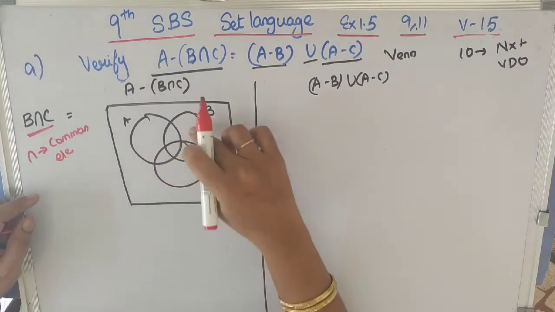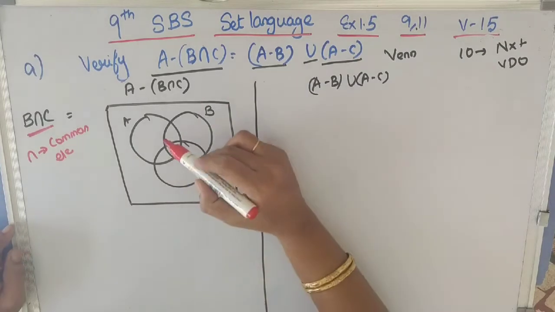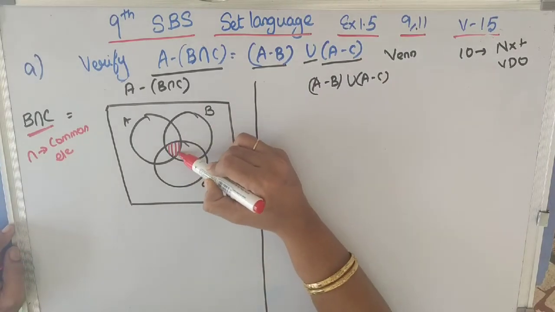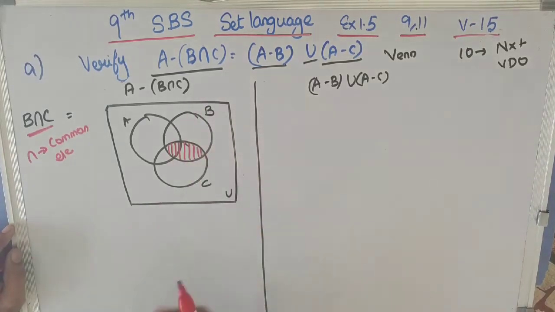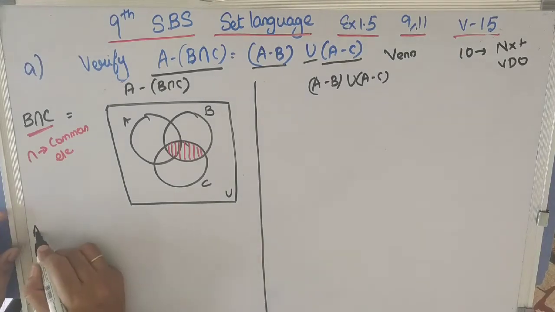Now, what is common between the B set and C set? That is the part where the two circles cross, isn't it? So, what I am shading is B intersection C. That is the common elements between B and C.